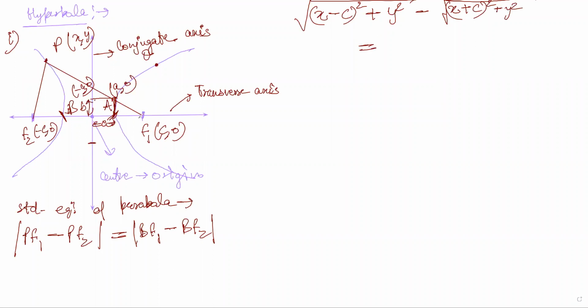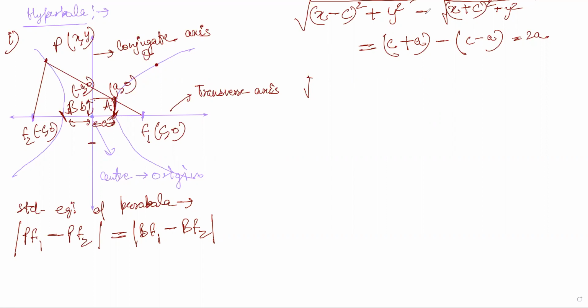Now let's write BF1. BF1 would be this distance plus OF1. OF1 is C. We know OF1 is C. Plus this distance is A. So C plus A. And BF2 is what? BF2 is this whole OF2 minus OB. OF2 is C, OB is A. So this is C minus A. So this distance is equal to 2a. Hence, the constant distance is 2a, first of all.